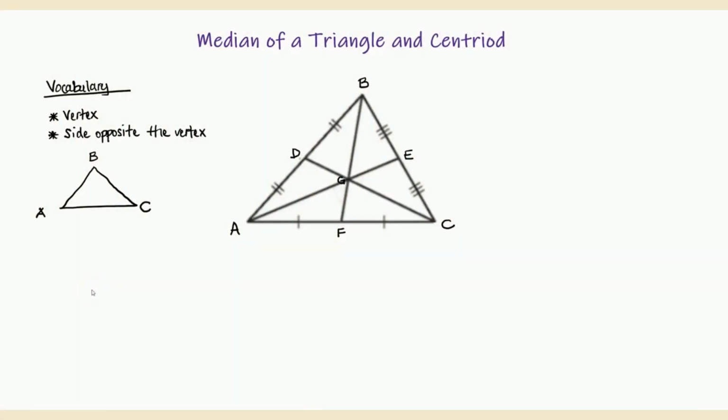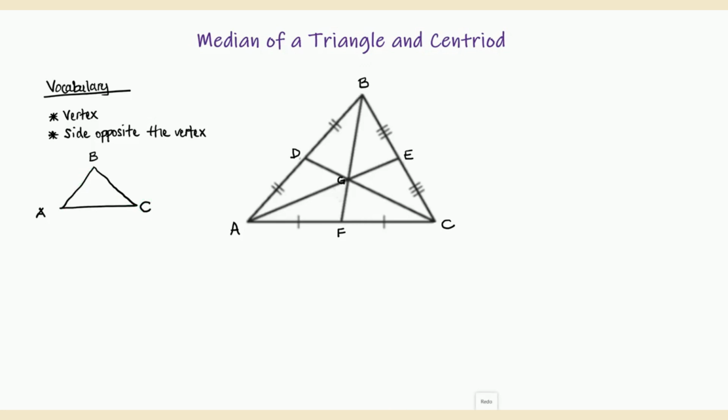The topic of this video is the median of a triangle and centroid, but before we can define those two things, we need to understand what the vertex is and also what the side opposite the vertex is. So in this small triangle here, we'll take the vertex C. C is opposite the side AB.